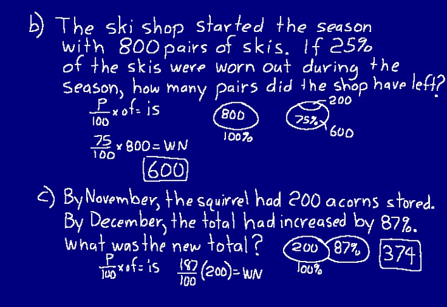Just think if that makes sense. An increase of 87% is almost a double increase. If it would have increased 100%, then we would have had 400 acorns. So 374, that number does make sense there.